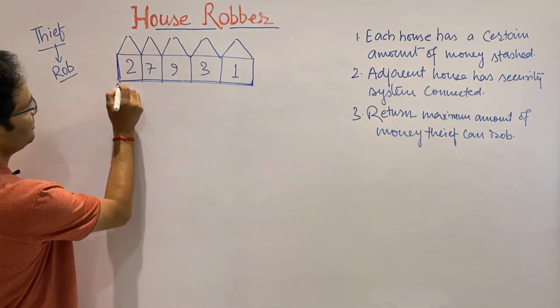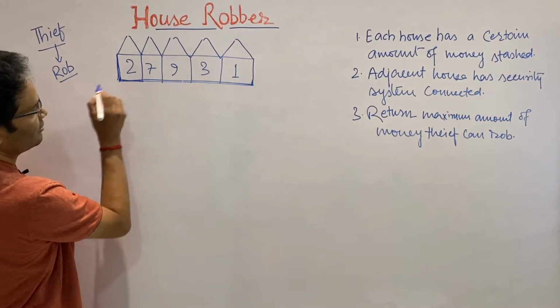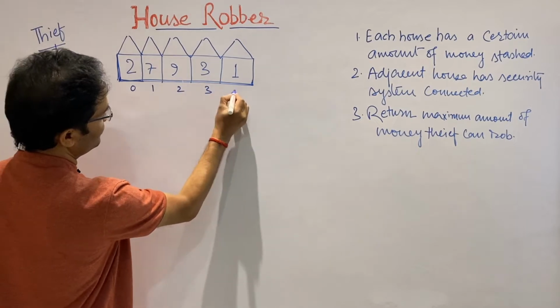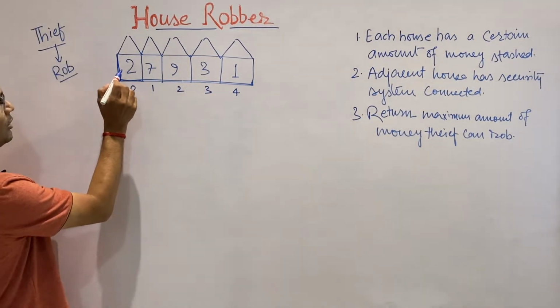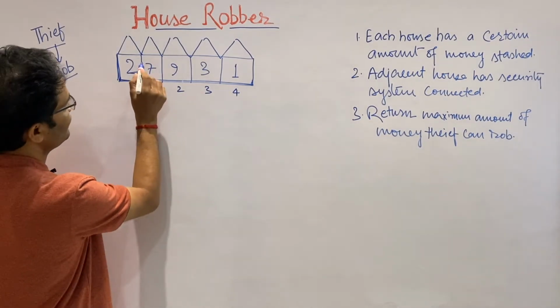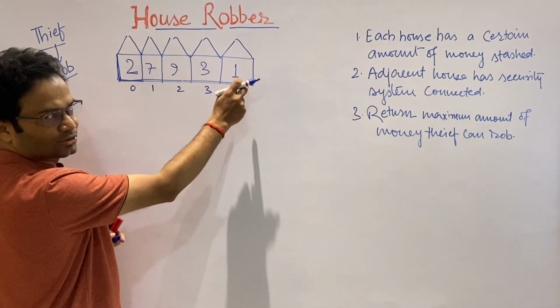So if the thief robs this house, you know this is index 1, 2, 3, 4, and you can consider this house number 0. If the thief robs house number 0, which has 2, they cannot enter the adjacent house with 7. But he is free to go to any other house.